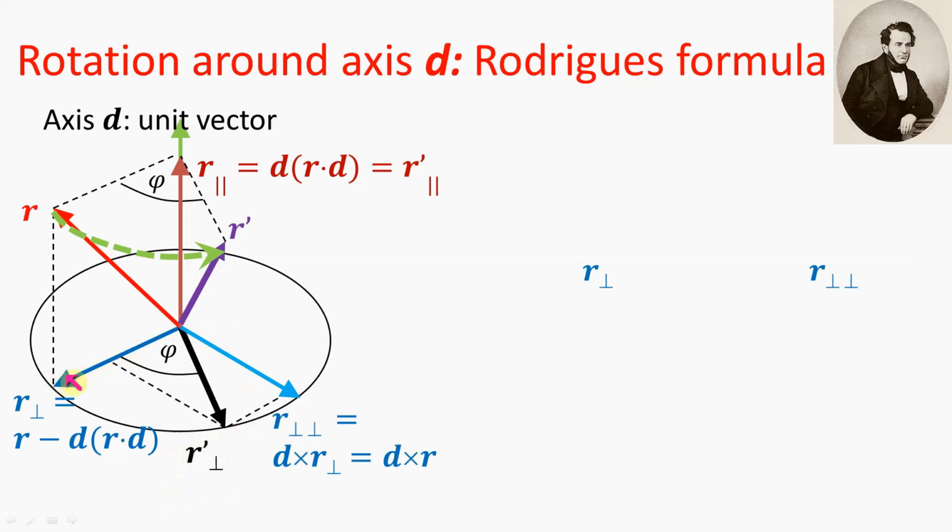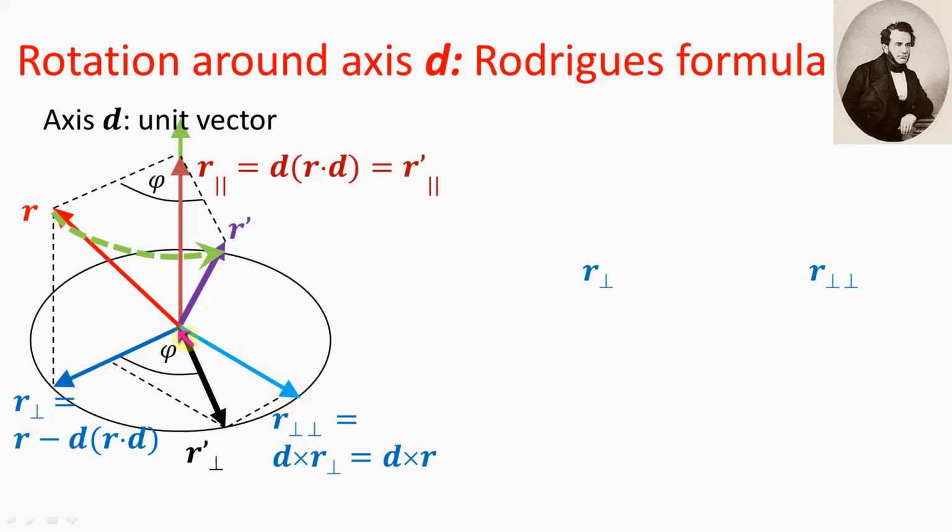It would be rather easy to express this rotated perpendicular component if we had another vector in the same plane where R perpendicular and R perpendicular prime can be found, and this additional vector is perpendicular to R perp. This vector is denoted by R perp perp because it is perpendicular to R perpendicular. So how can we get it?